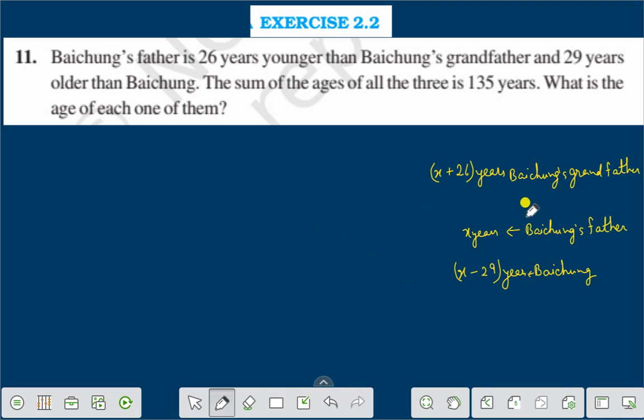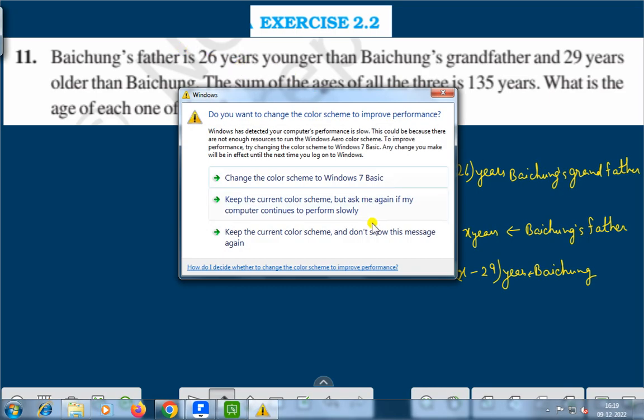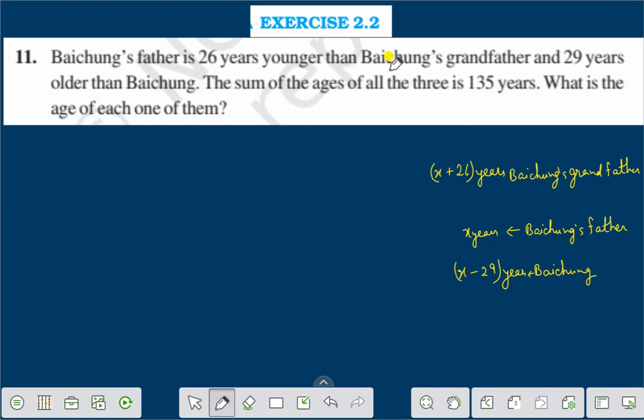Again, let us repeat. Suppose Baichung's father's age is X years. Baichung's age will be less by how much? 29, because Baichung's father is 29 years older than Baichung. That means Baichung's age is X minus 29, and Baichung's father is X years. And Baichung's father is 26 years younger than Baichung's grandfather, so Baichung's grandfather will be X plus 26 years.